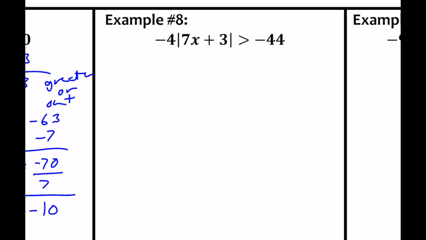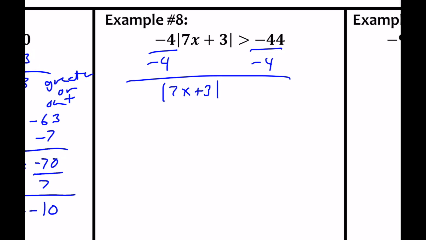Example 8. Absolute value is not by itself. It's multiplied times a negative 4. Do not get tricked into thinking that you should be adding 4 on both sides here. We are dividing by negative 4 because negative 4 is multiplied. We've got absolute value of 7x plus 3 is less than positive 11. It is a less than sign because we divided by a negative 4. Dividing by a negative number switches your inequality.